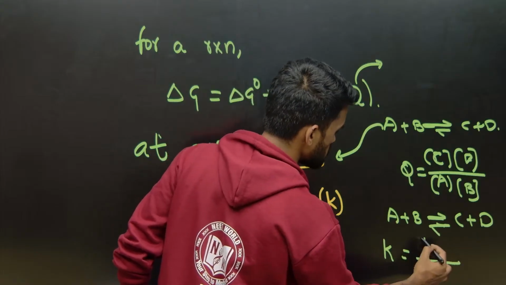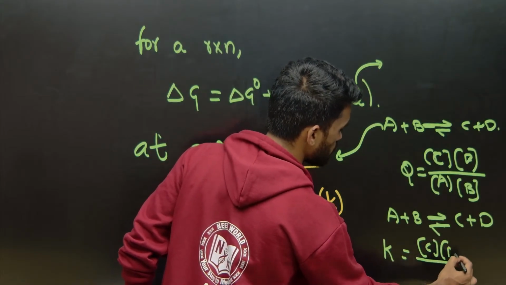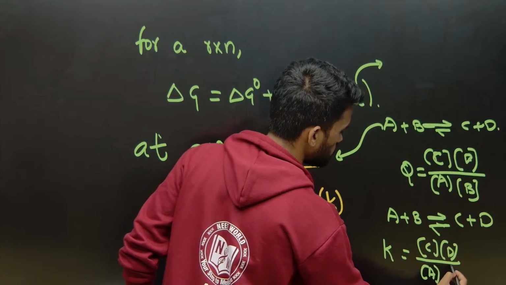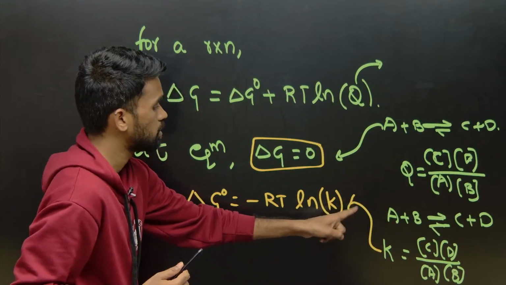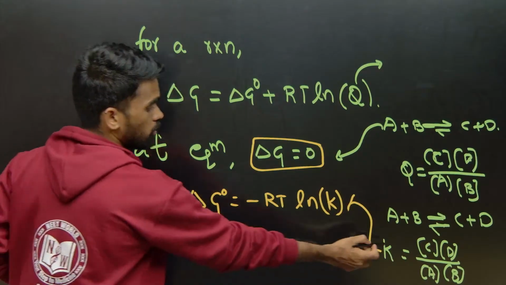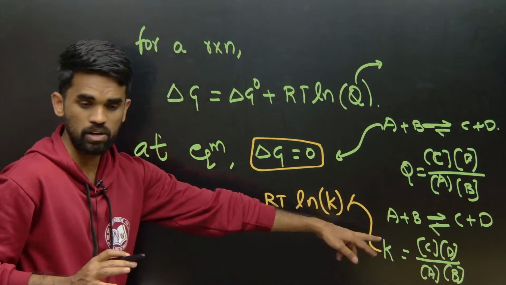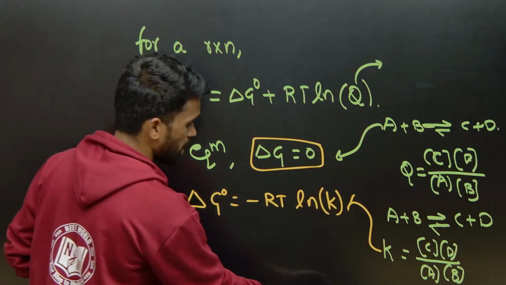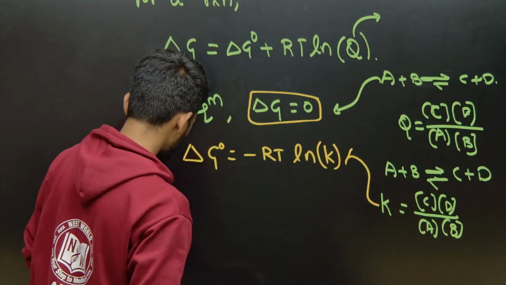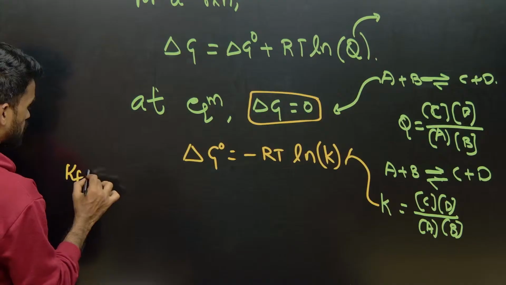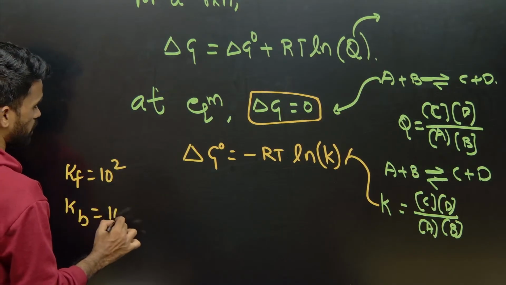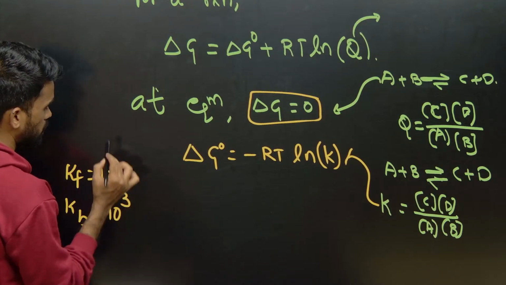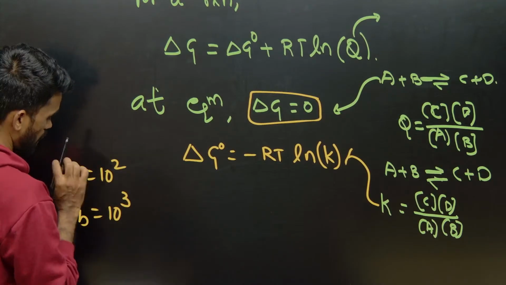So that will be the concentration of products by the concentration of reactants. So this will be the case at equilibrium. So you can use K here, whatever value you get. If I say K forward equals 10 power 2 and K backward equals 10 power 3, or like this I am giving you.